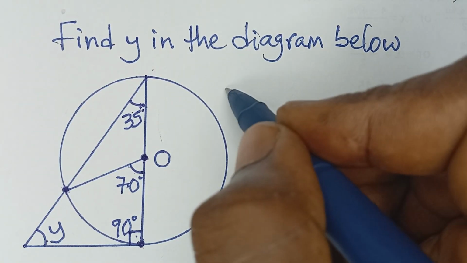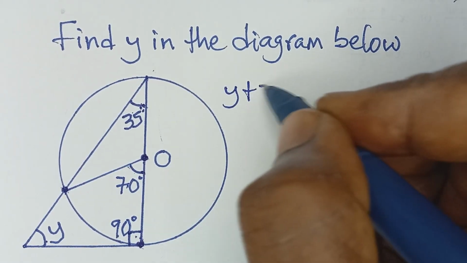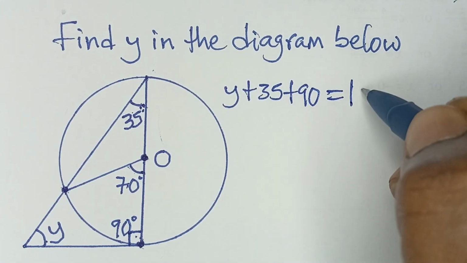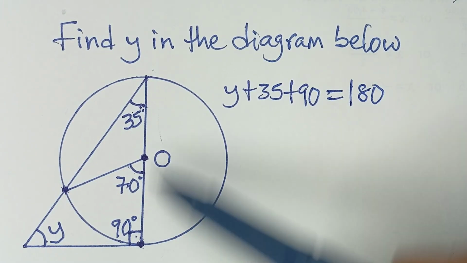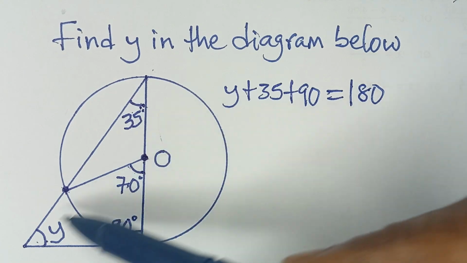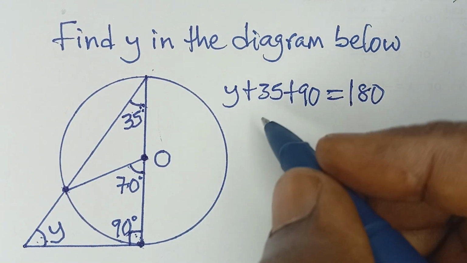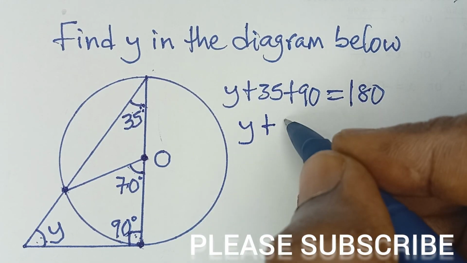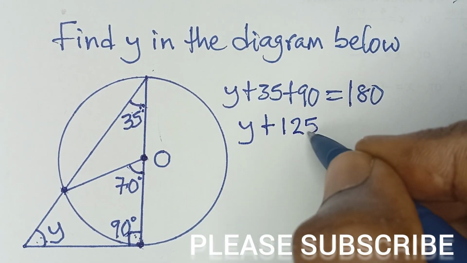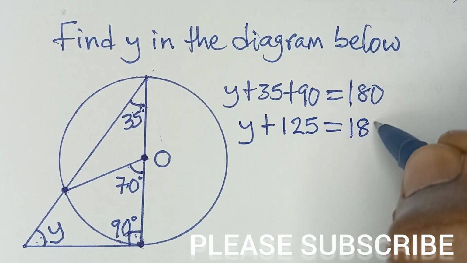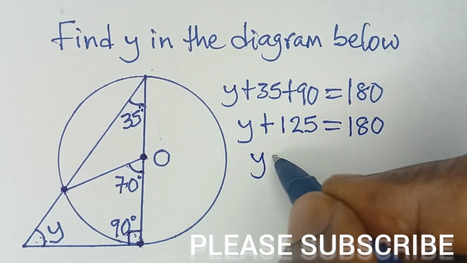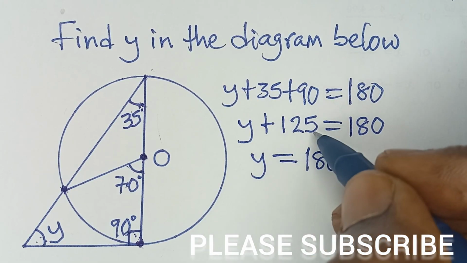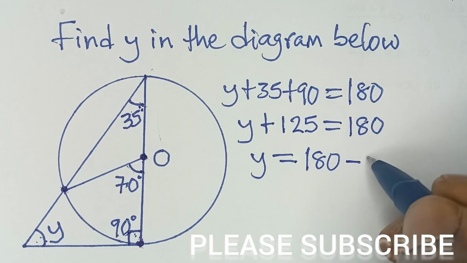So you are using the fact that the sum of angles in a triangle adds up to 180. So y plus 35 plus 90 gives us 180, because the sum of angles in a triangle adds up to 180. So from there we can simply say y plus 35 plus 90 is 125, and that is equal to 180. So we can simply say y is equal to 180 on this side. When this positive 125 comes to this side, it becomes negative 125.